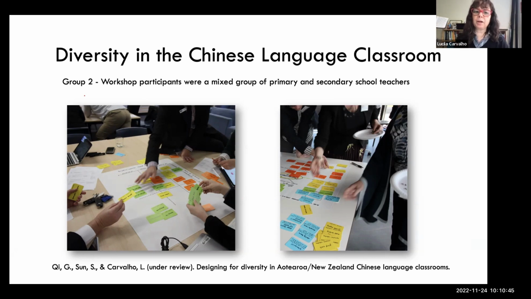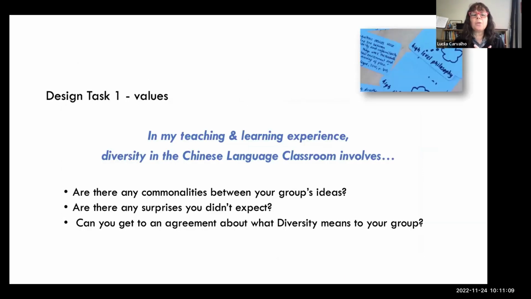And the group that I'm talking about over here is just one of the groups that had a mix of primary and school teachers. Altogether, we had, I think, maybe around 25 teachers in this session, but this group over here was about 5 teachers. And what we did was, we first started with the values, with the blue cards, right?